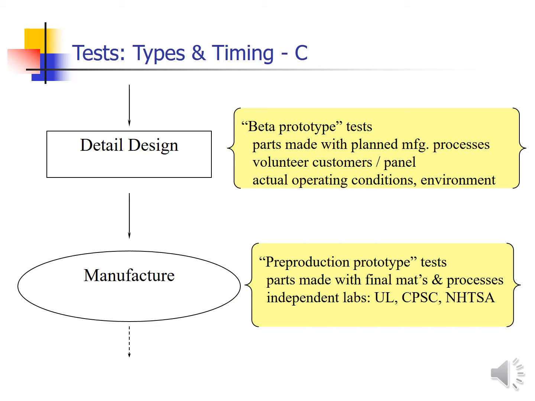Then number 5, we have detail design, beta prototype testing. We have parts made with the planned manufacturing process, tested by volunteer customers in actual operating conditions and environment. Lastly, the manufactured pre-production prototype is tested, with parts made with the final material and process. We use an independent lab, for example Underwriters Laboratories in the US; CPSC is the American standard.